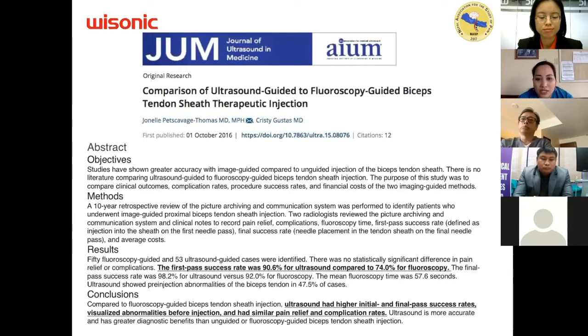So just to highlight the importance of ultrasound guidance in doing the therapeutic injection in biceps tendon, this was a study done by Jonel Pestkevez, just published in 2016. It was one of the first studies which compared ultrasound guidance with fluoroscopy guidance for biceps tendon sheath injection. So they found that with ultrasound, the first pass success rate was 90.6% compared to 74% for fluoroscopy. And ultrasound guidance had a higher success rate, and it also helped visualize the abnormality before injection to make a better diagnosis. But both techniques had similar pain relief and similar complication rate.